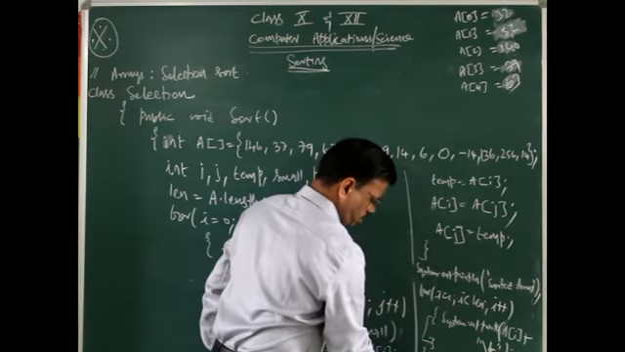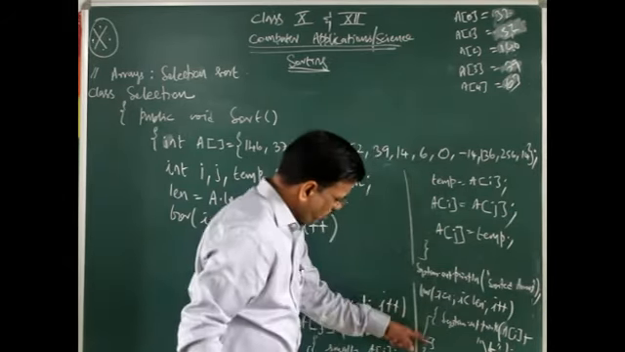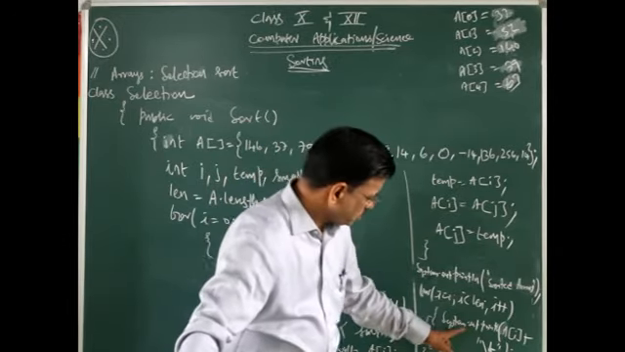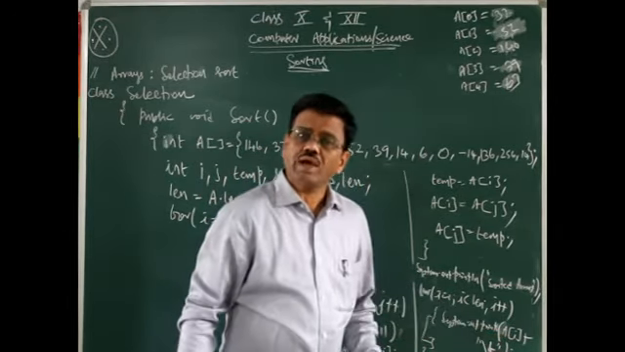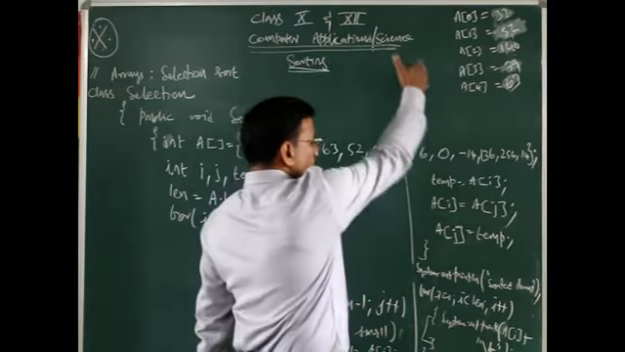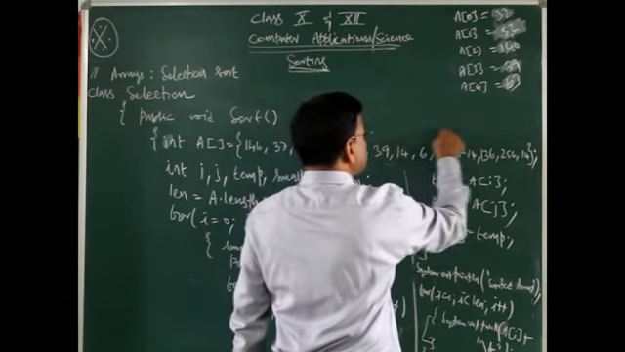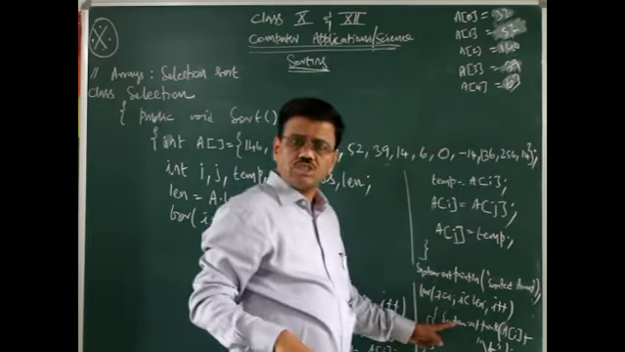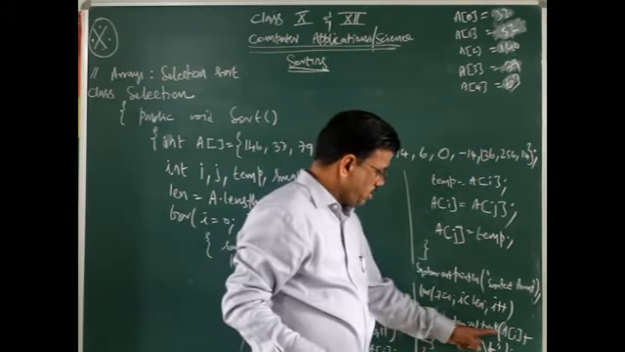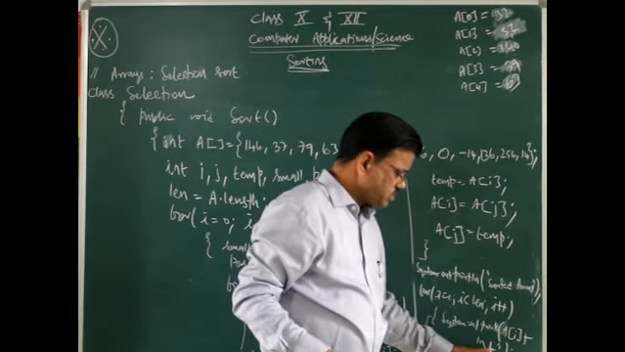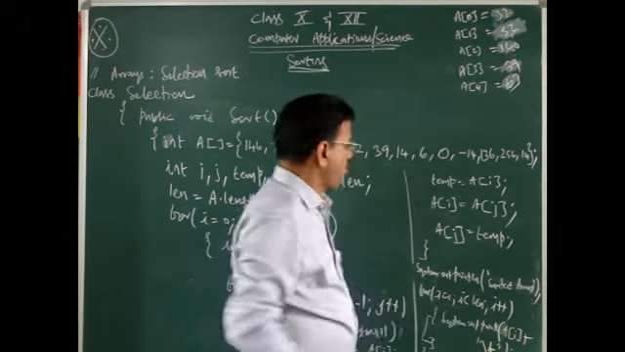End of method, end of class. Please note, even if we don't give it, it will work fine. I am not using system.out.println, print only. Why? If I put println, all of them will come on separate lines. So what is a sorted array? All the elements will come horizontally. If you want to display the elements horizontally, a of I plus backslash t.